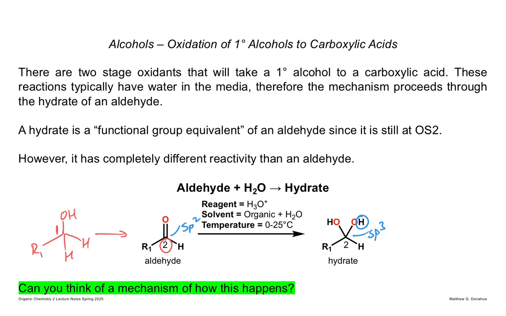So you can sort of see from the hydrate structure, if you eliminate the two H's that are circled in blue to form a pi bond, that's going to get you to a carboxylic acid. So on the next slide, I'll just show you the mechanism of how the aldehyde becomes the hydrate.